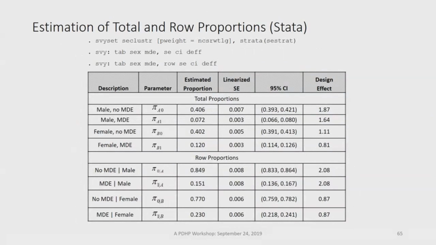If I'm reporting row proportions, it's a different story. Now I can say we estimate that 15.1% of males have ever had a major depressive episode by adding that row option. Okay? But I get very different estimates depending on what option I request. So just be careful with contingency tables when you're making these kinds of tables in SAS or in Stata.